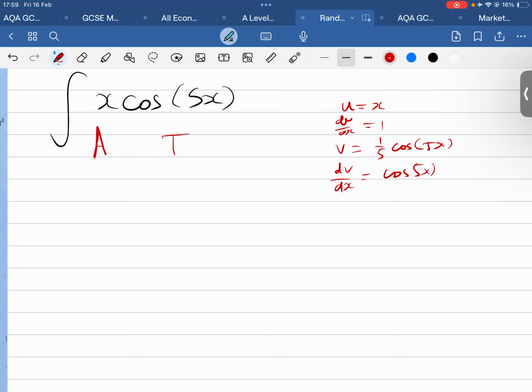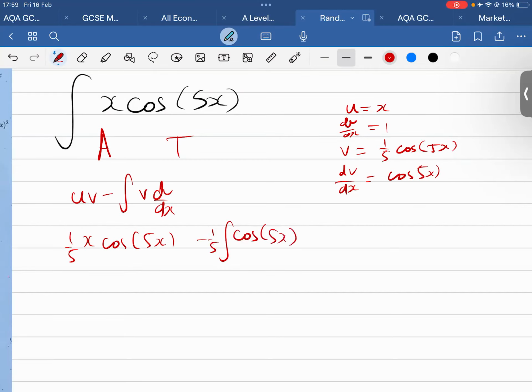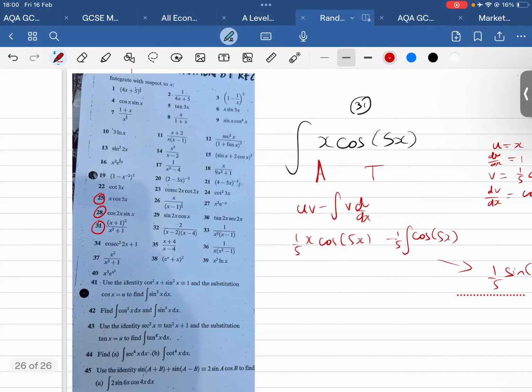So we've got uv minus the integral of v du dx. So uv is a fifth x sin 5x minus the integral of 1 over 5 sin 5x times 1. So that's really nice. That becomes 1 over 5, and then you just put it back in and finish it off. Yeah, that was an easy one. Last question, can you do question 28?